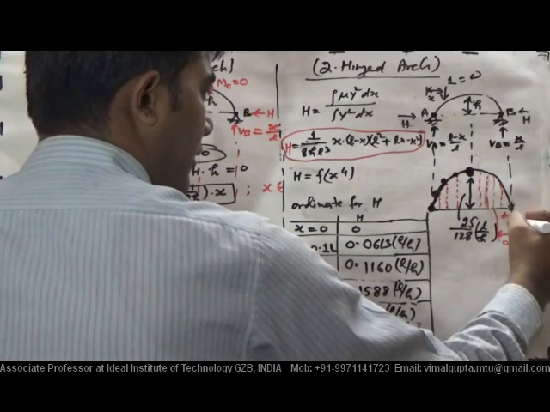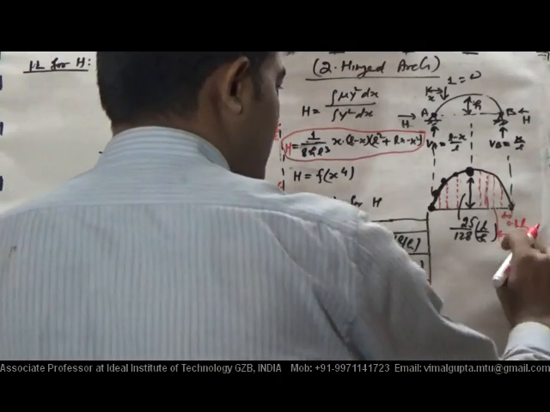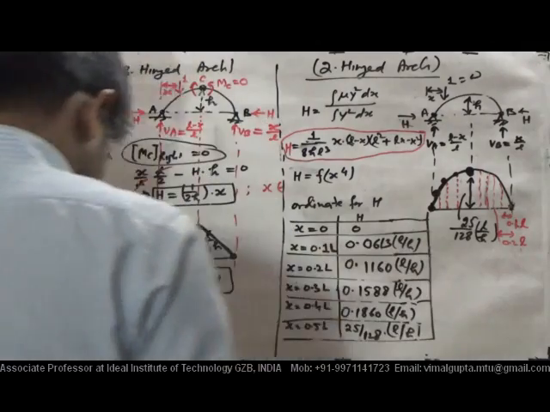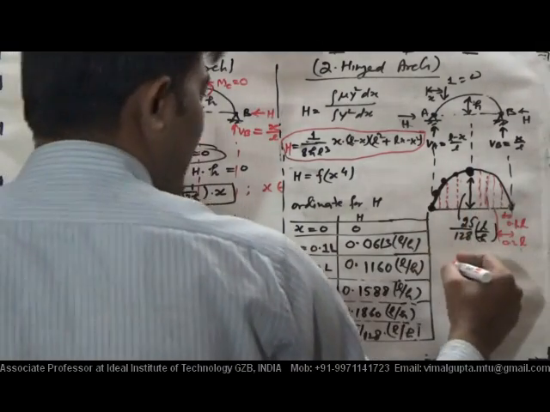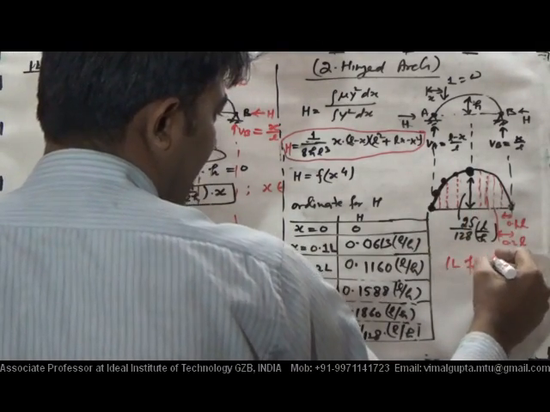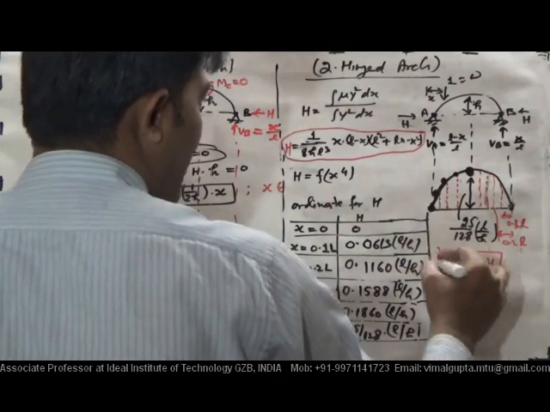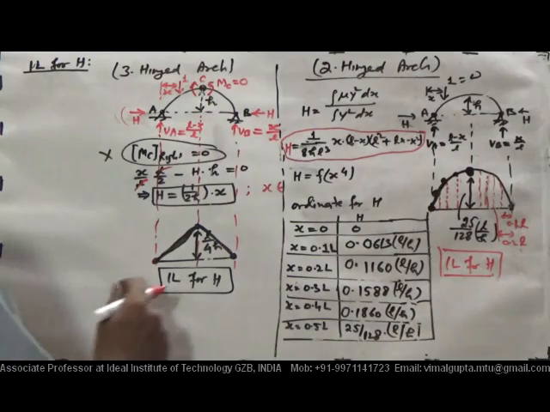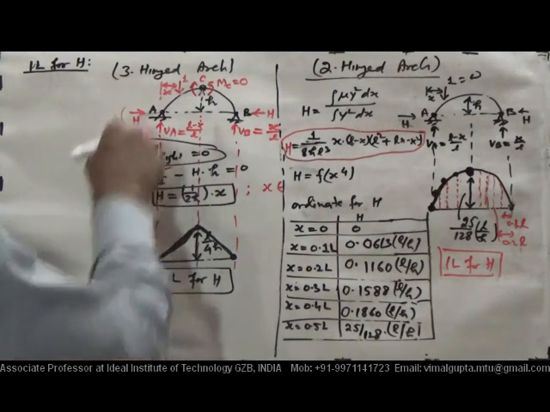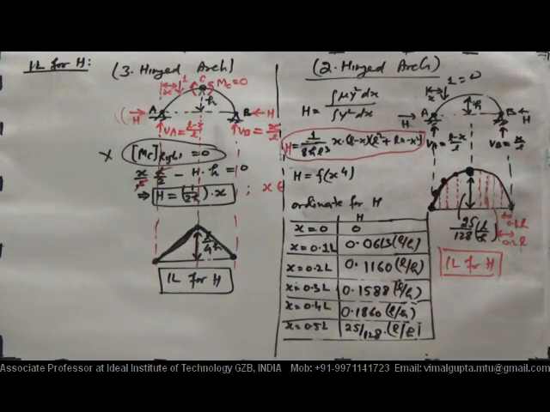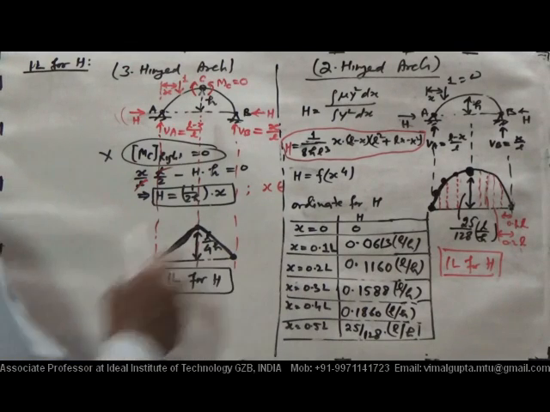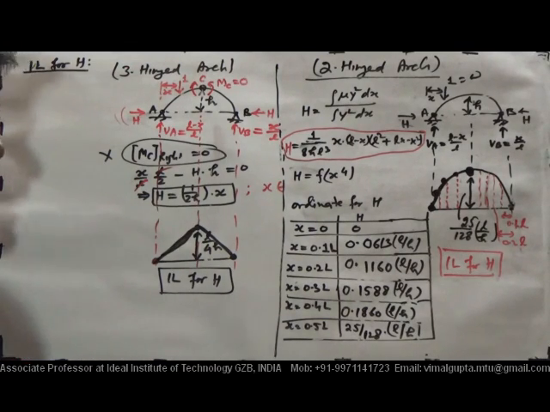We can have that. So this is basically the IL for H in case of which arch? Two hinge arch. This is the IL for H for three hinge arch. Now what is the difference between these two arches? The difference is only that.